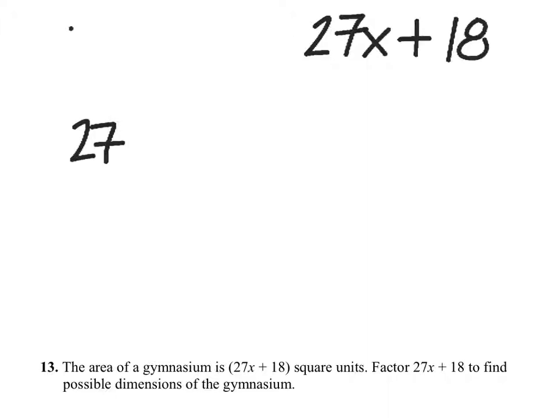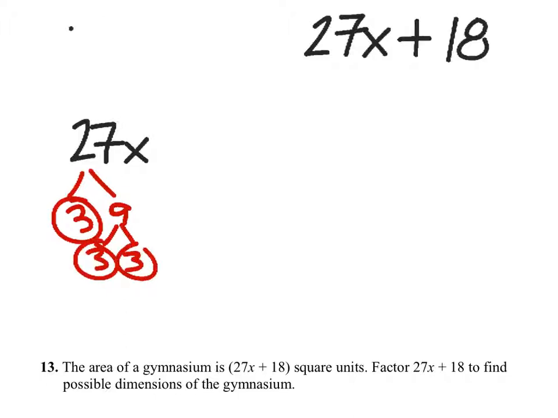The area of a gymnasium is 27x plus 18 square units. Factor that. Okay, that sounds great. Well, to do that, I'm going to write this over here: 27x plus 18, then we'll factor over here. But let's look at 27x right here. Well, 27 splits up into 3 and 9. 3 is prime, so I'm going to circle it. 9 is a 3 and a 3. So 27x should split up into 3 times 3 times 3 times an x, right?